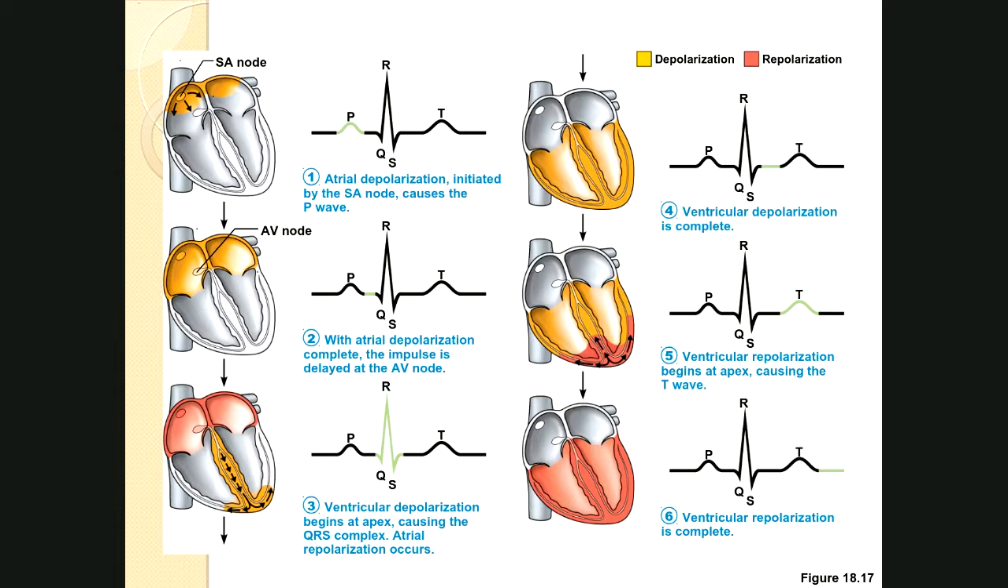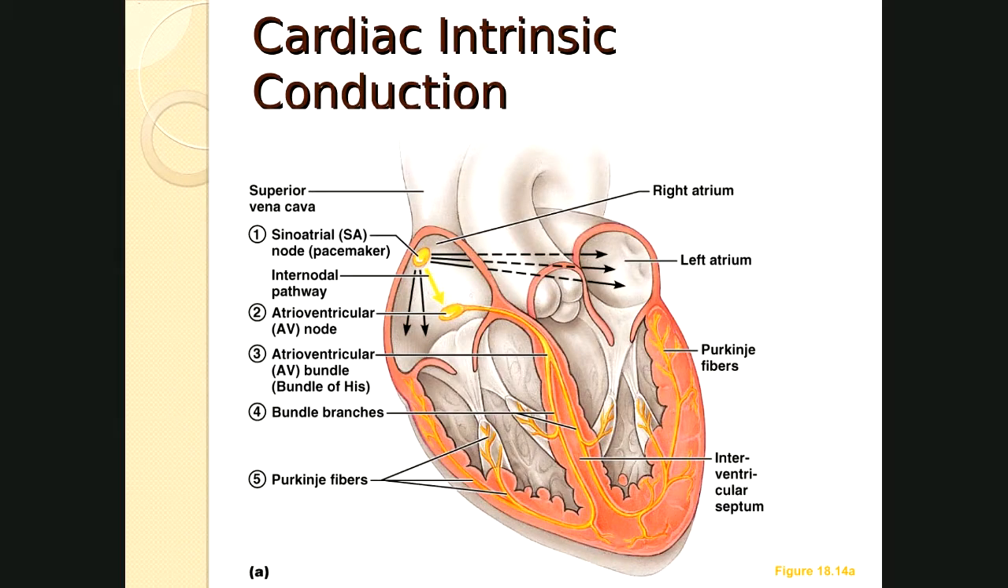So the yellow and the orange, that's electricity. That is not contraction. But the contraction happens because of the electricity. So here's where the atria contract, right in between those two. And here's where the ventricles contract, right in between those two. Any questions?